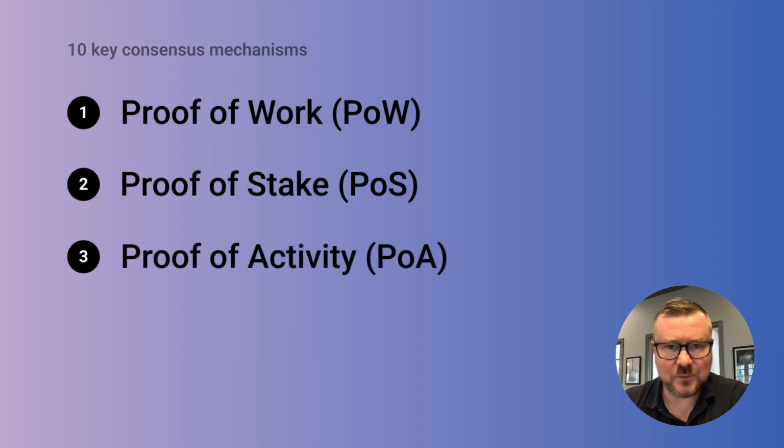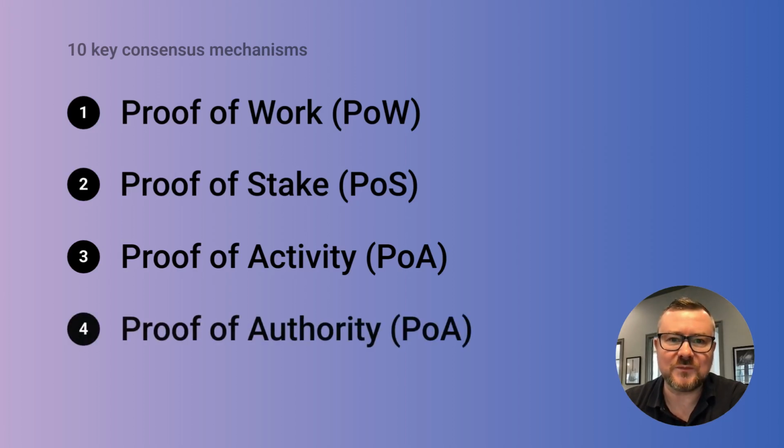Proof of Activity, POA. Proof of activity combines elements of POW and POS. Miners first solve computational puzzles to create empty blocks, but the final validation comes from stakers who add transaction data. This hybrid approach enhances security by reducing the likelihood of a 51% attack, as it's difficult to predict which validators will sign each block.